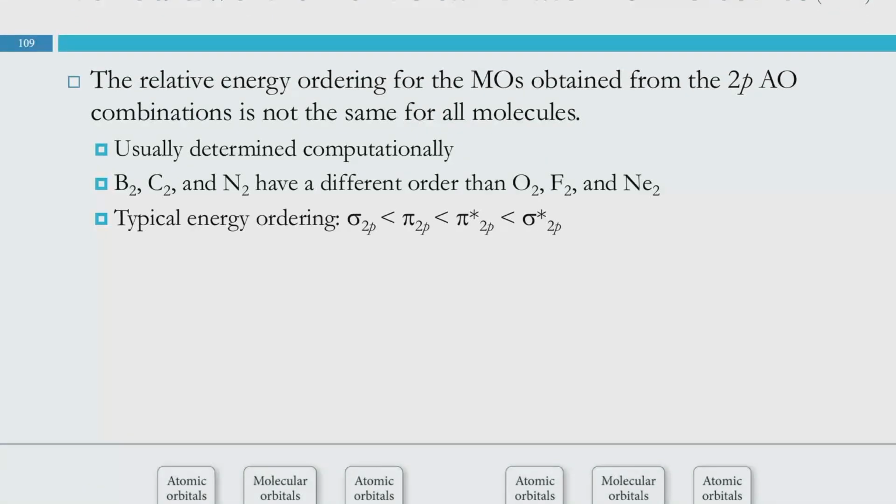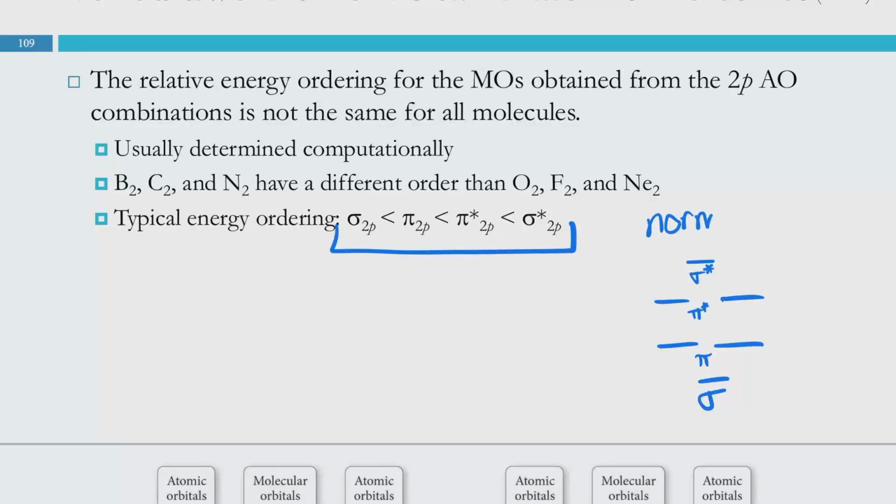For period 2, we've got boron, carbon, nitrogen that have a different order than our oxygen, fluorine, and neon. Our typical ordering is sigma, next highest level pi, then our pi star, that's our antibonding pi, and then our sigma star. This is normal. This is what we expect to see.